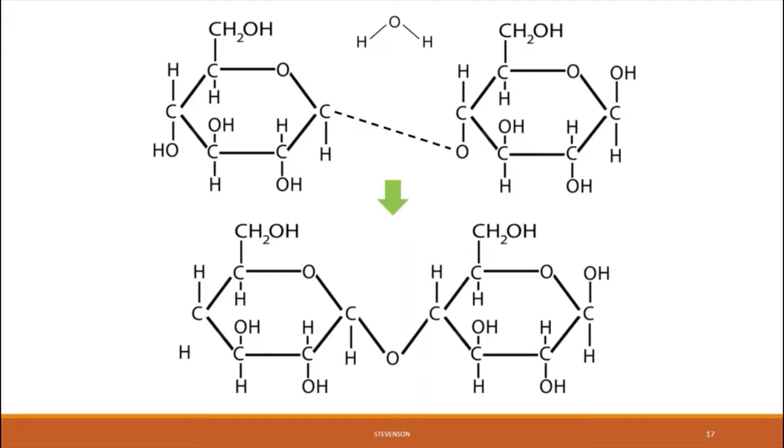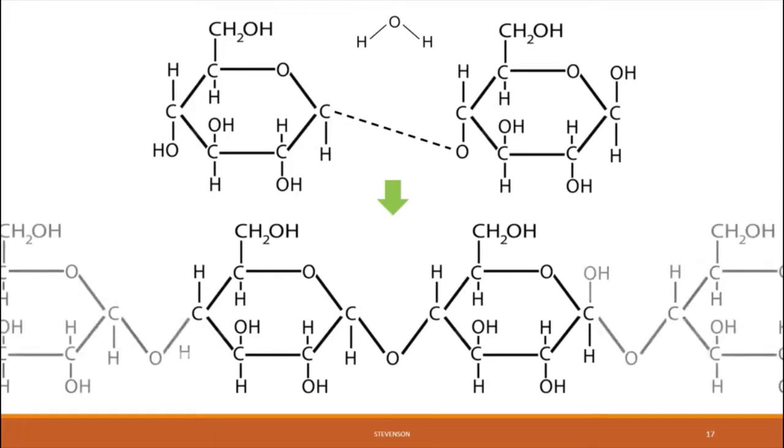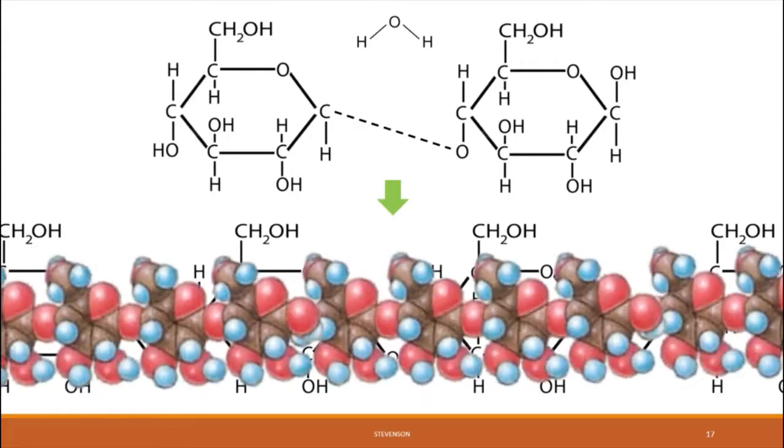Now, a single dehydration synthesis reaction like this is not enough to make an entire carbohydrate. What has just been made here is something called a disaccharide, which is just two monosaccharides put together. But when you repeat this process over and over again, you form a long chain of monosaccharides, which eventually ends up turning into a carbohydrate once it gets long enough.